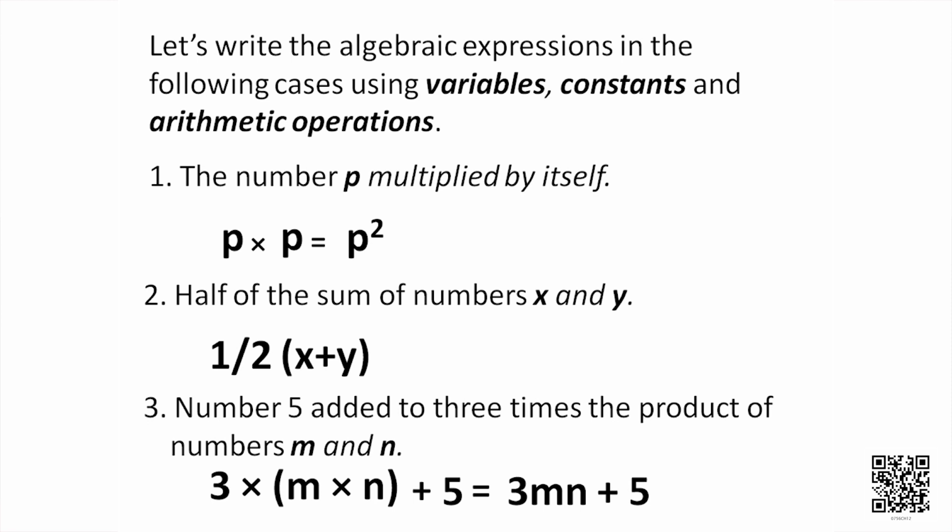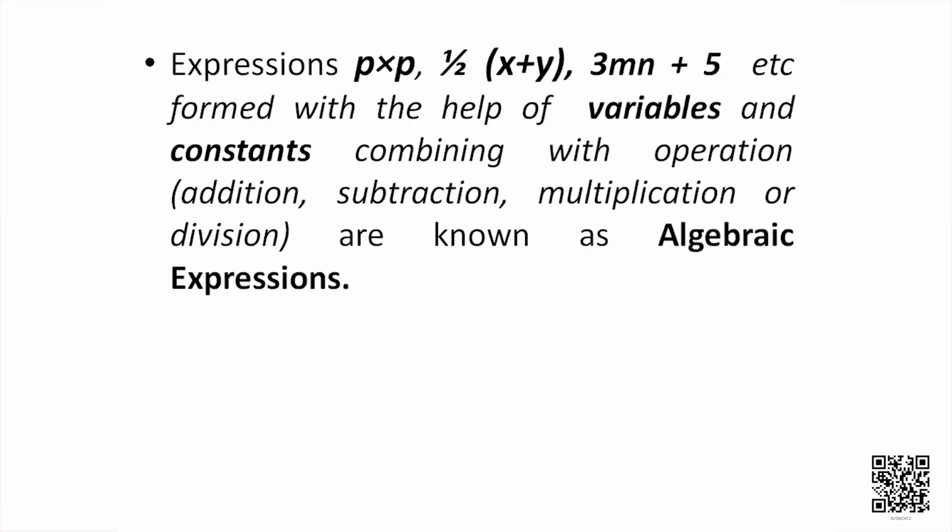So we can say these expressions p times p, half of x plus y and 3mn plus 5 etc. are formed with the help of variables and constants, combined with operations addition, subtraction, multiplication or division, and these are known as algebraic expressions. Okay, hope this must be clear to you.